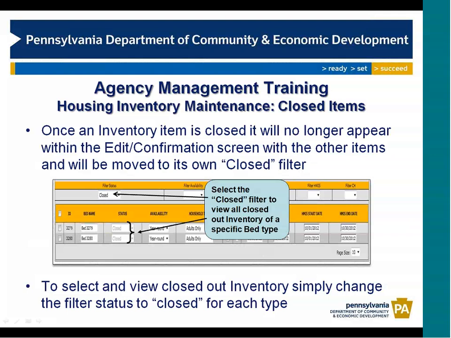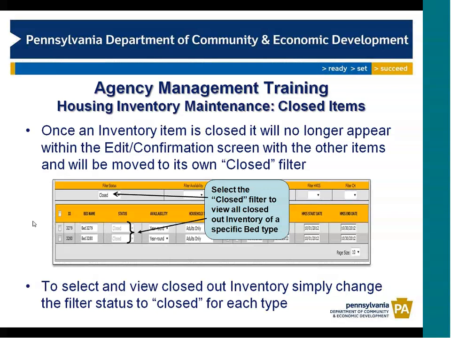You can do that if you just want to review them, or maybe you accidentally closed out the wrong bed, and you went, "Oh, it's gone. How do I get it back?" Just look under the filter. You'll see it here. To unclose a bed, if it was a mistake, you undo the end dates, hit save again, and it'll be set back to vacant and put back into your normal inventory rotation.